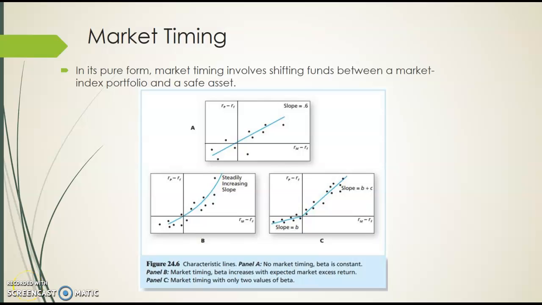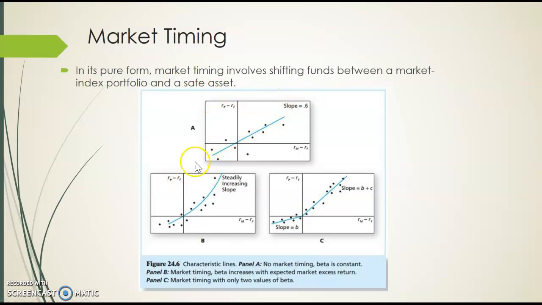Another way that you can evaluate your portfolio's performance would be to see how good you were at shifting between risky and risk-free assets based on movements in the market. So this is the idea: when things are going really bad in a recession, you would want to put more of your money into risk-free assets. And when things start to turn around, you want to put more of your money back into the market to get that higher rate of return. So in its pure form, market timing just involves shifting between the market index and a risk-free safe asset.